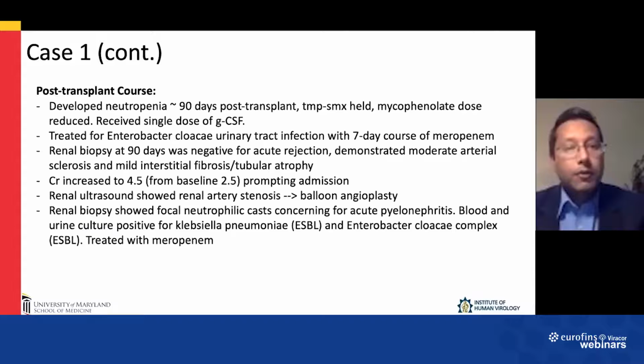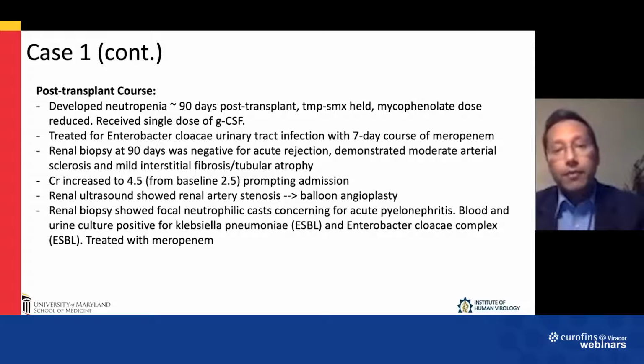So in terms of her post-transplant course, she was noted to have neutropenia approximately 90 days after her kidney transplant, and at this time her Bactrim was held and her mycophenolate dose was reduced. She also received a single dose of GCSF. She was found to have Enterobacter cloacae urinary tract infection, which was treated with a 7-day course of meropenem.